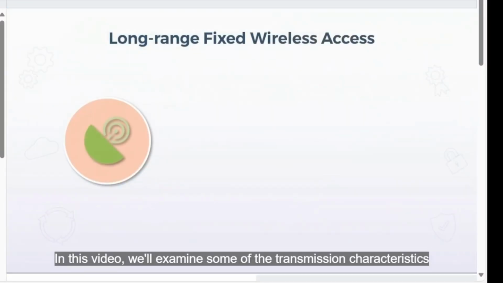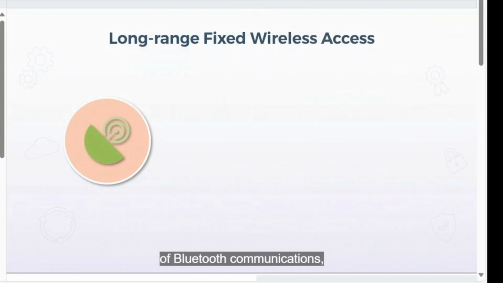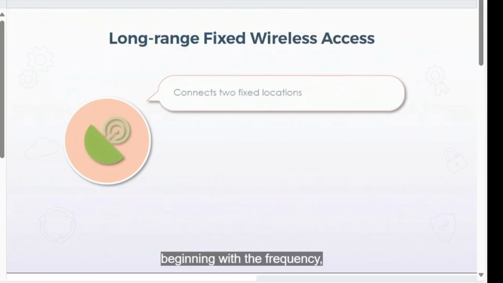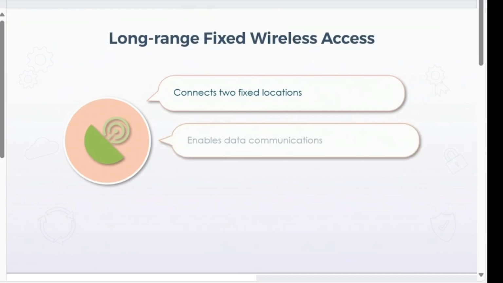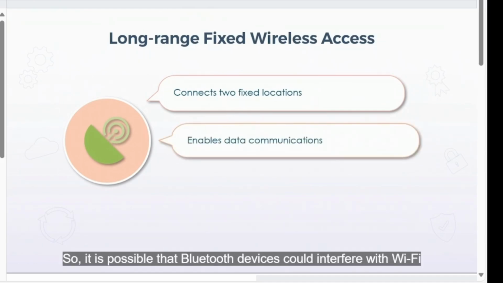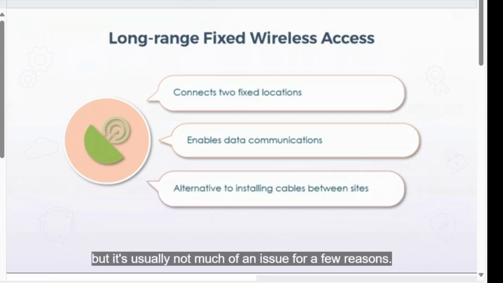In this video, we'll discuss what's known as long-range fixed wireless access, which is a method of providing wireless connectivity through radio links, as the name indicates, between two fixed points, such as building to building or site to site, which in turn enables data communications between those sites when the distance is simply too great for traditional Wi-Fi methods, and installing cables would simply be prohibitively expensive or just impractical.